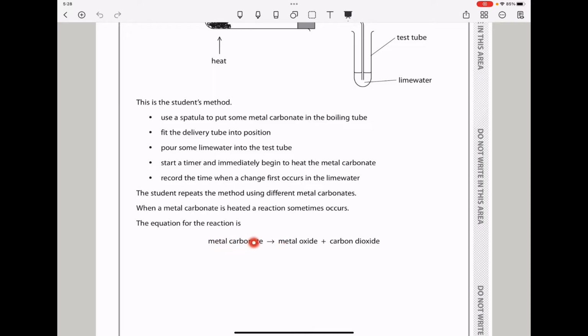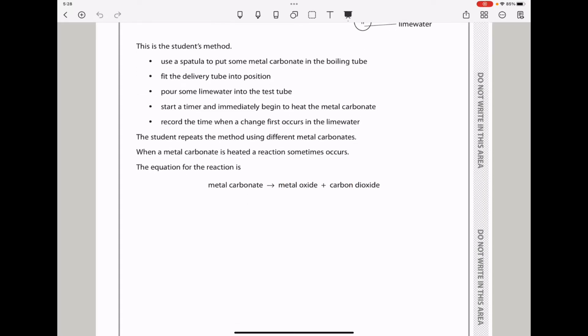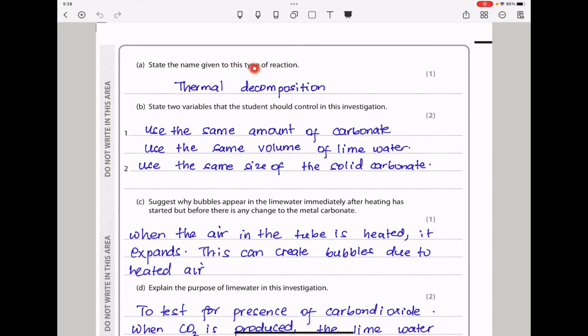So when a metal carbonate is decomposed, this is basically thermal decomposition, it produces a metal oxide plus carbon dioxide. This occurs if the metal carbonates can decompose at the lab conditions. We know that actually group 1 carbonates except lithium carbonate, the rest do not decompose at lab conditions. Therefore, they will not break apart like that. So moving on. Here they say, state the name given to the type of reaction. The reaction in which a metal carbonate decomposes into a metal oxide and carbon dioxide is thermal decomposition. You basically use heat to decompose or break apart a substance or a compound.